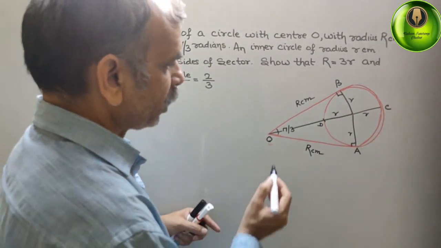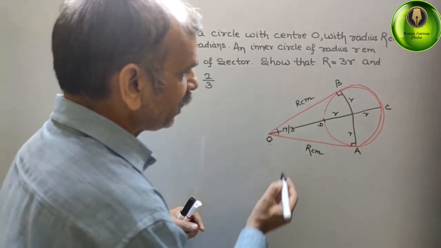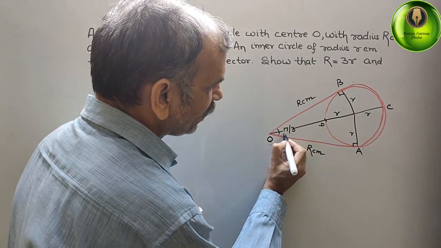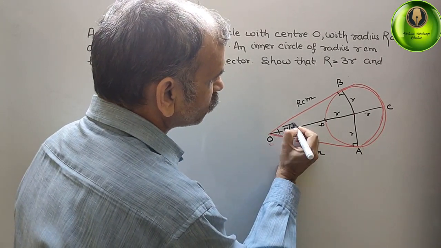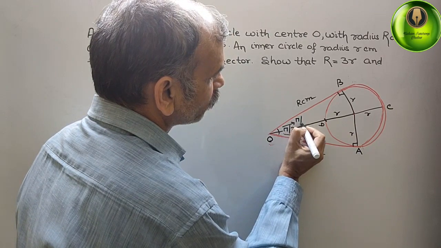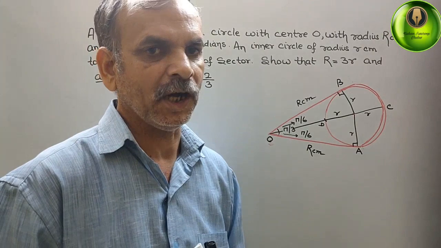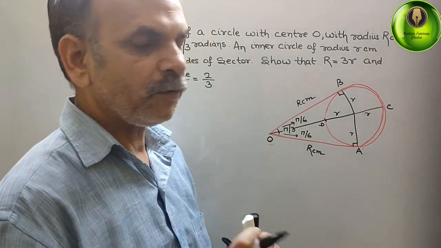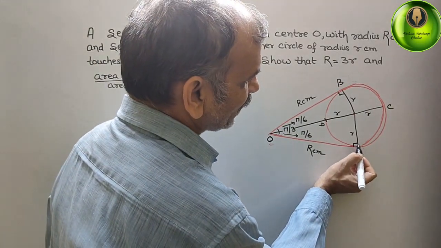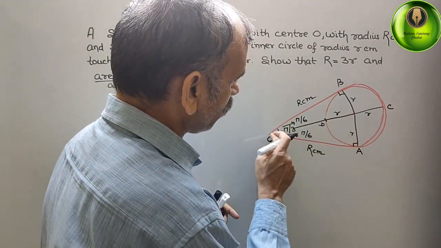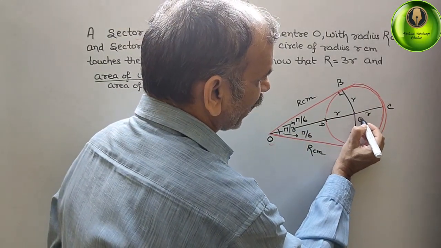Now see this, we have bisected this angle. That means this angle is pi by 6 and this is also pi by 6. Pi by 3 is 60 degrees, pi by 6 is 30 degrees now. And we know that this is 90 degrees. So this is your hypotenuse from here to here. And this center we will take as O dash.